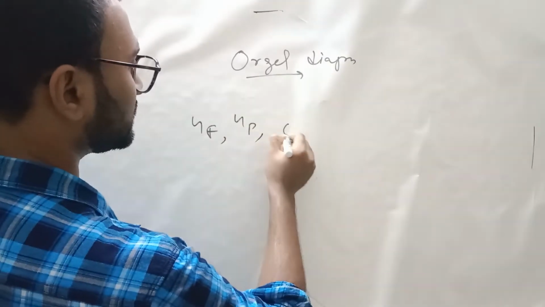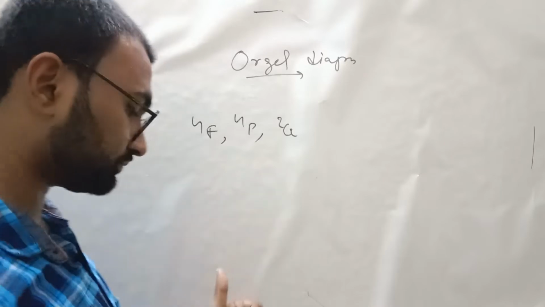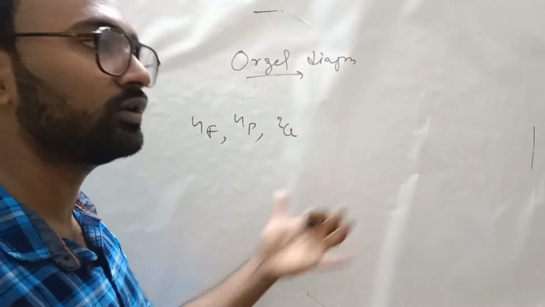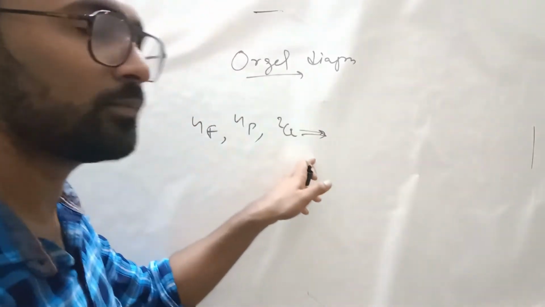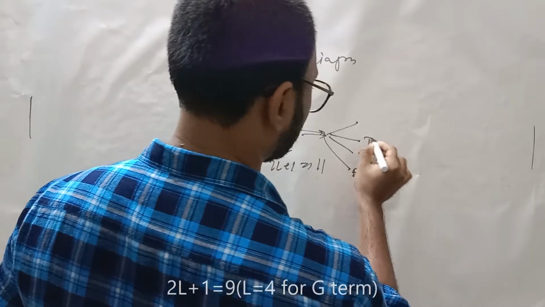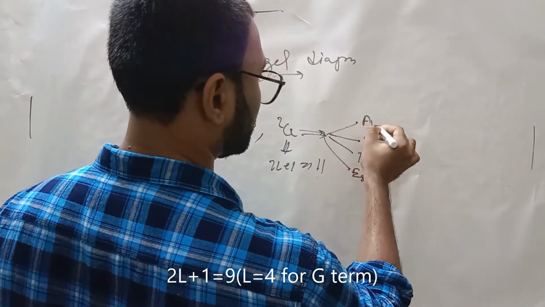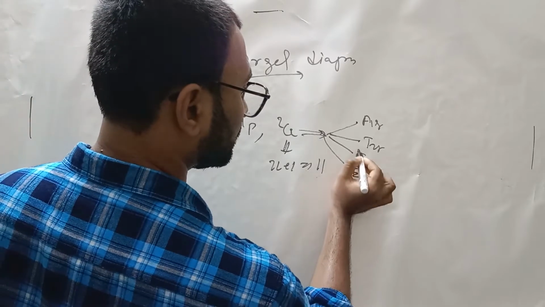What are the terms? These are the terms basically. There are several terms, but these are the close energy terms. Now the low spin case will work. When this G term comes into the crystal field, it splits into four terms. So this gives us four terms.